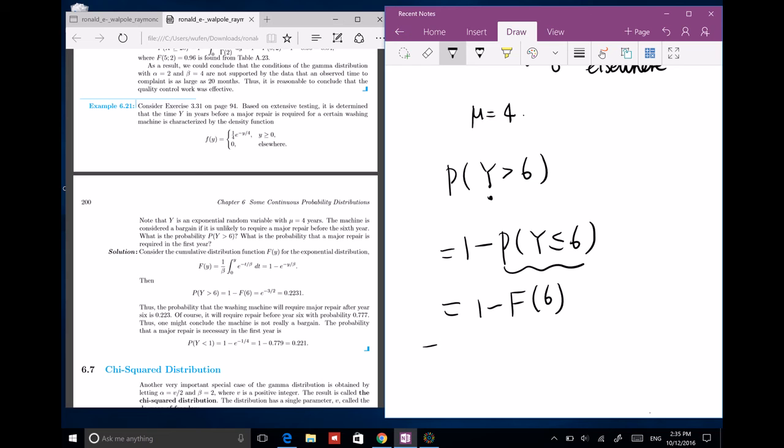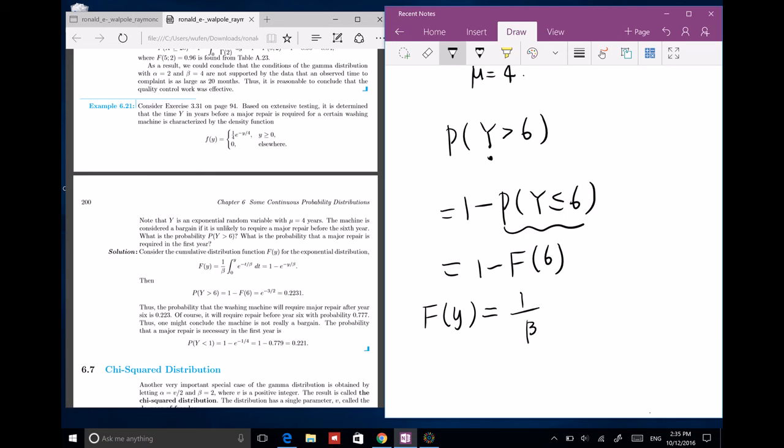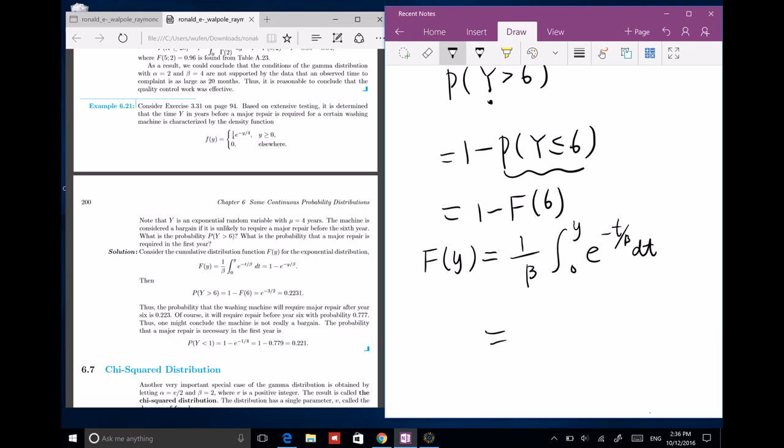You find the distribution F(y). It is an exponential distribution, so it's the integral from 0 to y of 1 over beta times e to the negative t over beta dt. The cumulative distribution is 1 minus e to the negative y over beta. So P(Y > 6) is 1 minus F(6). So just subtract it. Y is 6, and 6 over 4 because mu equals 4. We just have to do that.